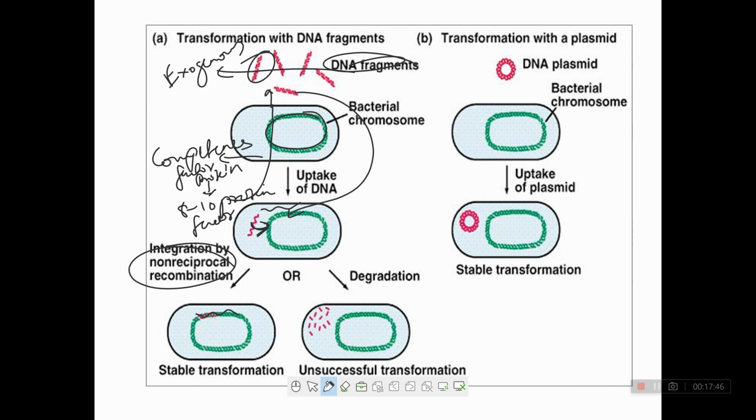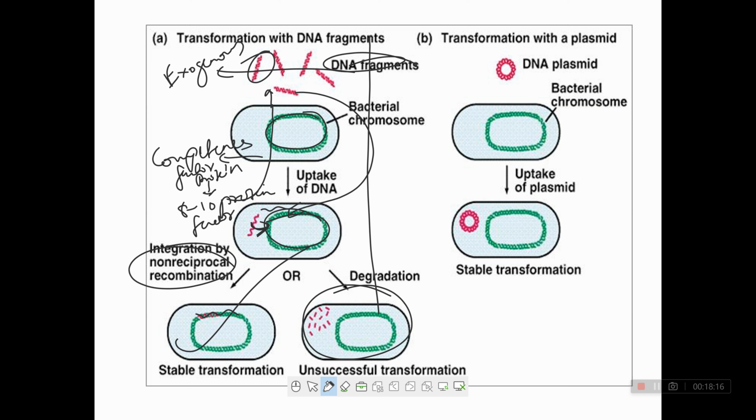And there are two outcomes: either they form recombination or degradation. If they are not recombined with the recipient chromosome, they are degraded into pieces, and this process is known as an unsuccessful transfer. When they form recombination, this is a stable transformation, right? This is the process of transformation.